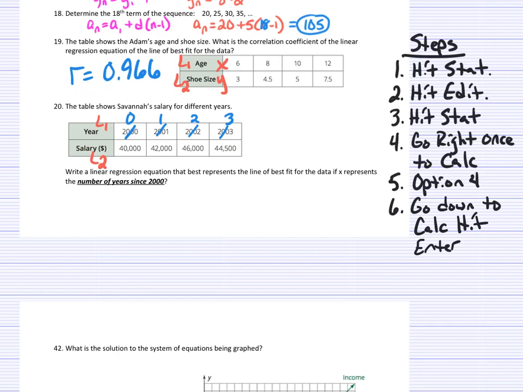Now, once I do that, I go over to my steps, and I'm going to hit Stat again, go to the right once to Calc, choose option 4, I go down to Calc and hit Enter, and it's going to pop up that my A value is 1,750, which is my slope, and my B value, which is my y-intercept, is 40,500. So that's my equation for the linear regression.